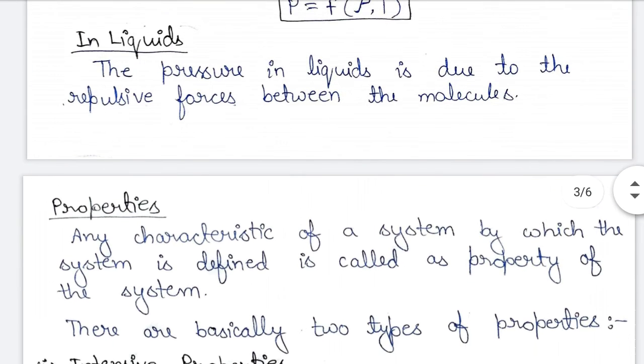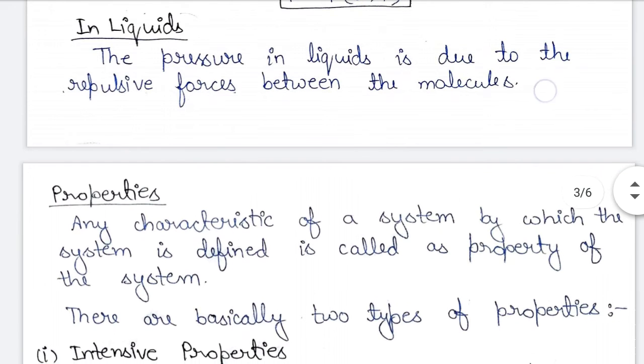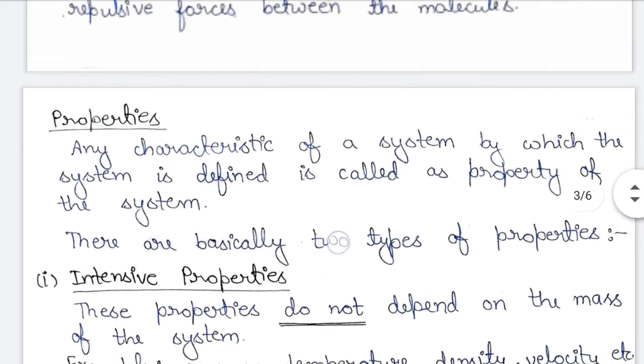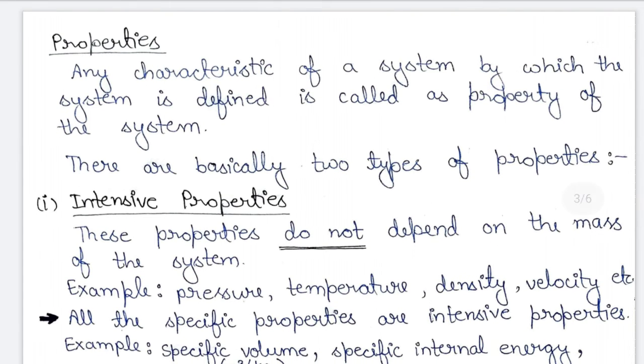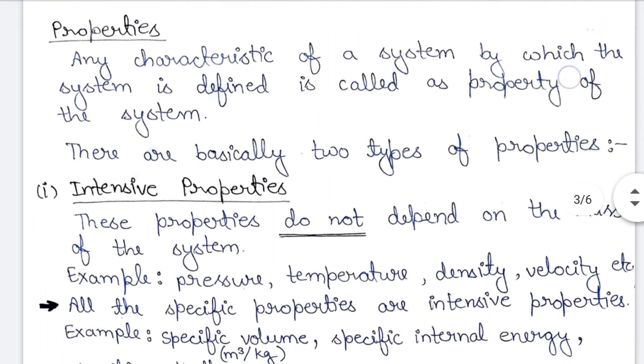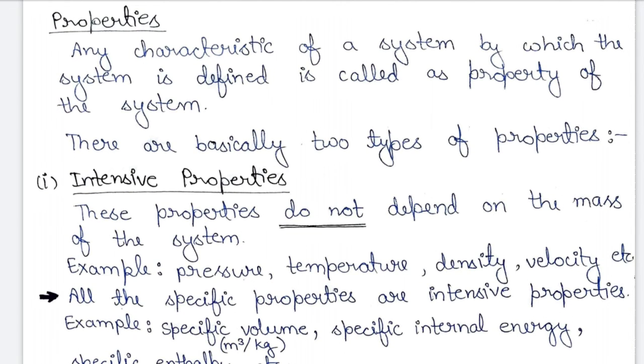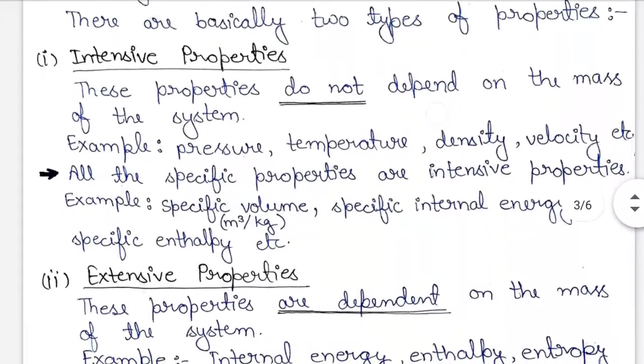In liquids, the pressure is due to the repulsive forces between the molecules. Now we will study what is a property. As we know, any system has some properties, so what is the definition of property? We will look here. Any characteristic of a system by which the system is defined is called a property of the system. There are two types of properties.